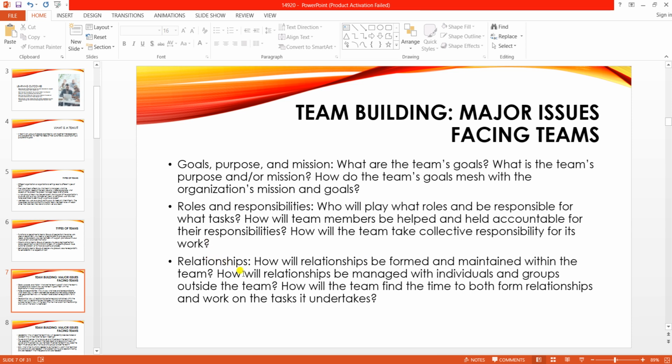And also we've got relationships, and how the relationships will be formed and maintained within the team. That is also important. The relationships between the team members and your leaders are very important. How you maintain the relationship between the team members and the leader is very important. And how will the relationships be managed with individuals and groups outside the team, and how will the team find the time to both form a relationship and work on the task it undertakes.